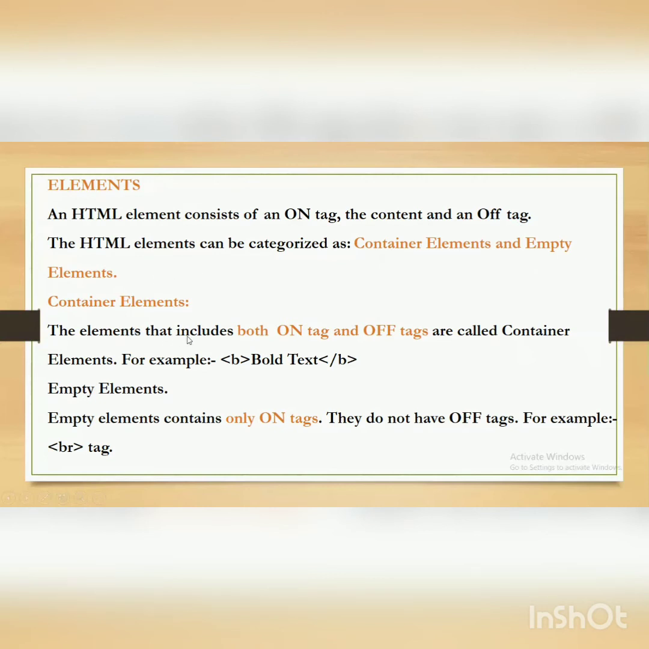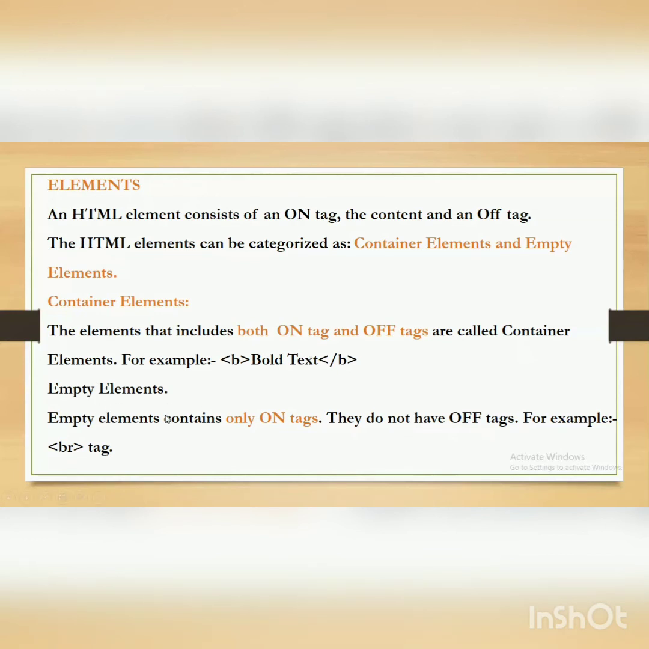The elements that include both on tag and off tag are called container elements. For example, this one is our on tag of B, and then we have written some text, and then we have used the off tag. So where both on and off tags are there, it is called a container tag. Most of the tags are container tags, like the HTML tag, body tag, head tag, title tag. These are examples of container tags.